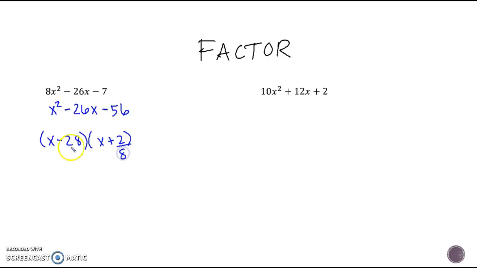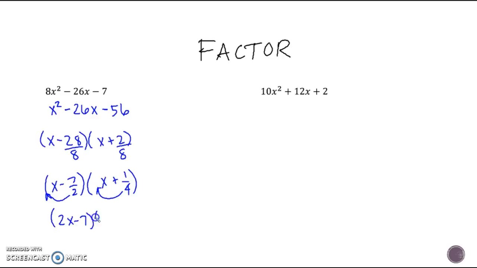So I'm going to divide by my original a and simplify my fractions. 28 over 8 simplifies to 14 over 4, or 7 over 2. 2 over 8 simplifies to 1/4. Can't leave a fraction, so I do bottoms up. So we've got 2x minus 7 times 4x plus 1.